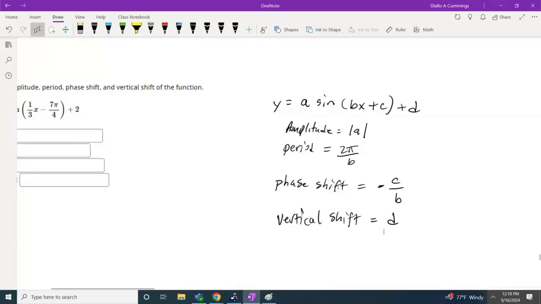So what this means is if you want to find the left or right movement of your graph, you will take negative C and divide it by B. That'll give you your phase shift. If it's negative, that's a shift to the left. If it's positive, that's a shift to the right. And then the vertical shift is your up or down shift. So the vertical shift is simply that constant that's attached to your model form.